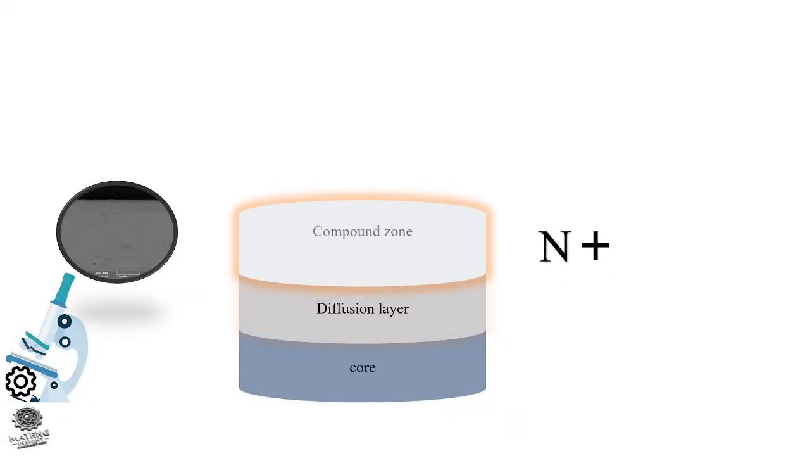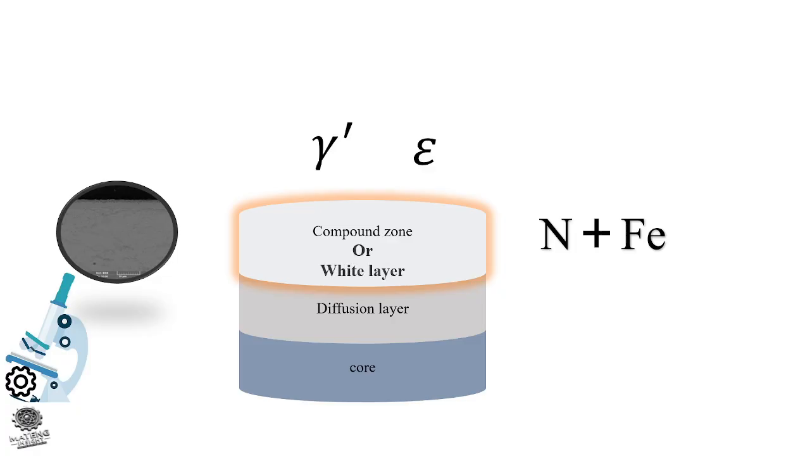At the very surface, nitrogen combines with iron to form hard iron nitrides like epsilon and gamma prime. This zone is very hard but brittle, and under a microscope it appears white, hence the name white layer. Because of the brittleness and potential cracks, this is not the main target. The diffusion zone is the most useful layer.